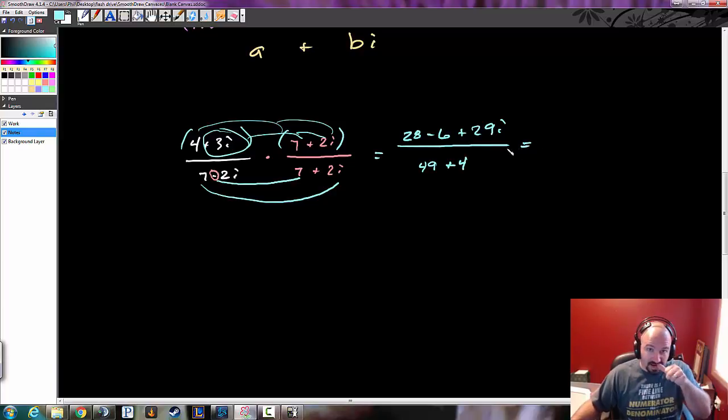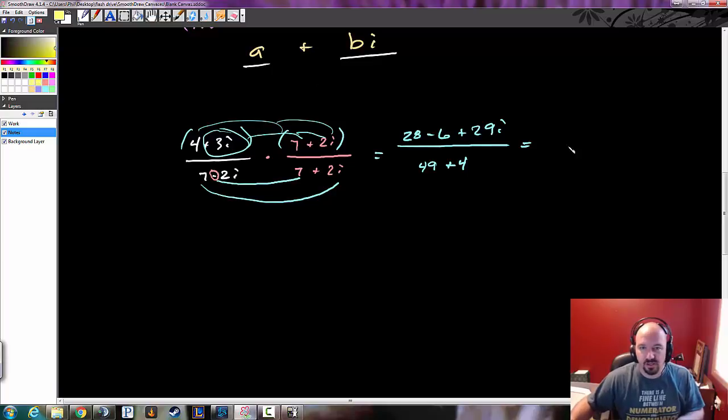Cleaning this up one more time and separating the fractions out so that we look like a plus bi. Remember, we have to look like this. So we have to have a real portion and an imaginary portion. We're going to go ahead and clean this up and say this is 22 over 53 plus 29 over 53i.